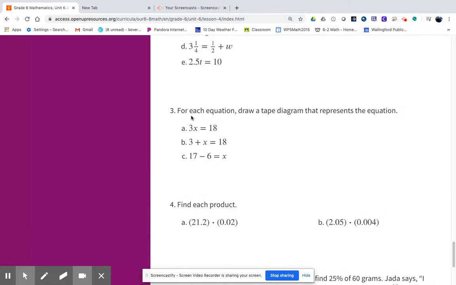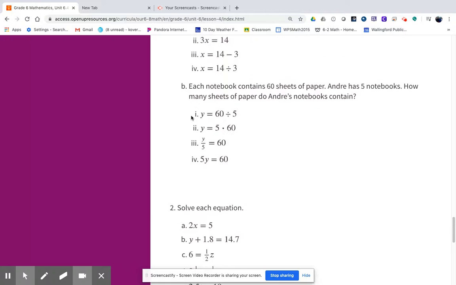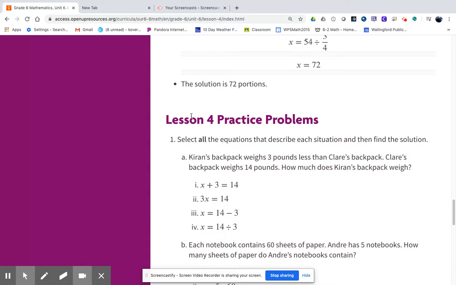Once you have done that, completely gone through the lesson and looked at the videos that I've uploaded, including this one, then you can go ahead and complete the exit slip for today's lesson and respond back to me in Google Classroom.